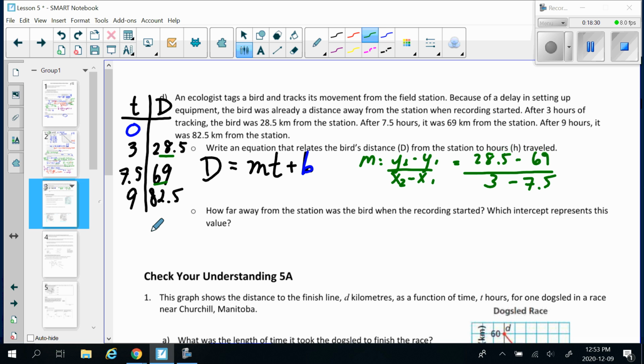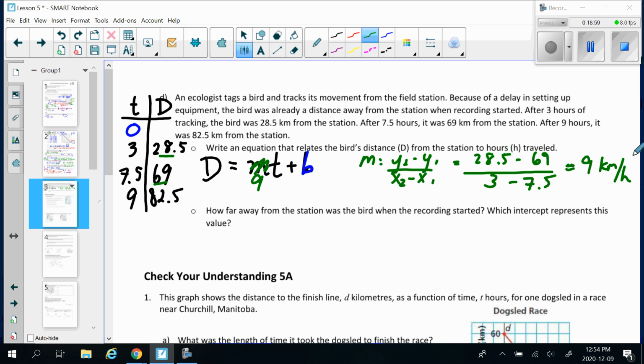So 28.5 minus 69, and I'm going to divide that by 3 minus 7.5. Yeah, it's negative in the top and the bottom. But because of that, it cancels out, and your final answer in the end ends up being 9. So actually, this slope is 9. It's traveling at a speed of 9 kilometers per hour. That's how fast this bird is going.